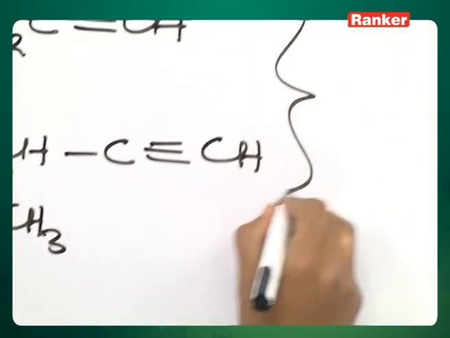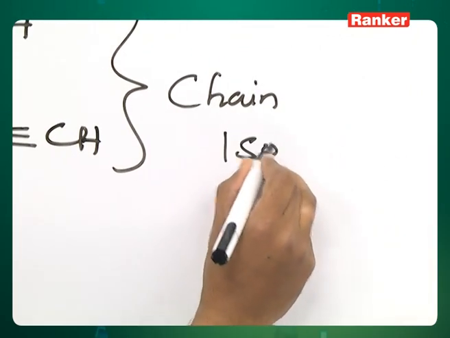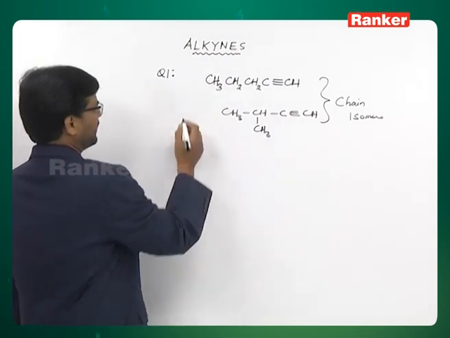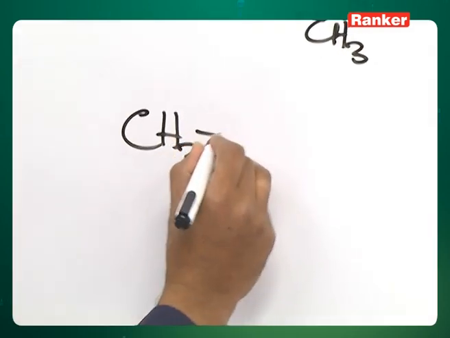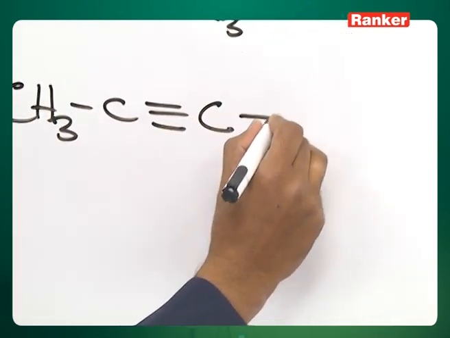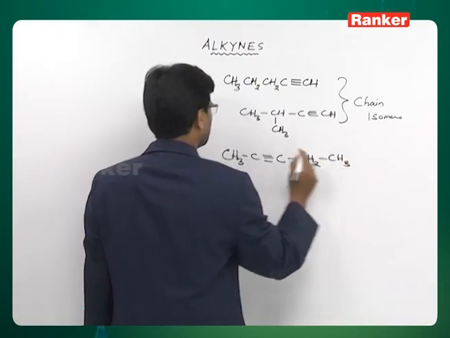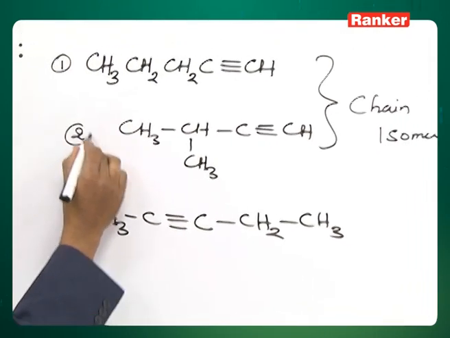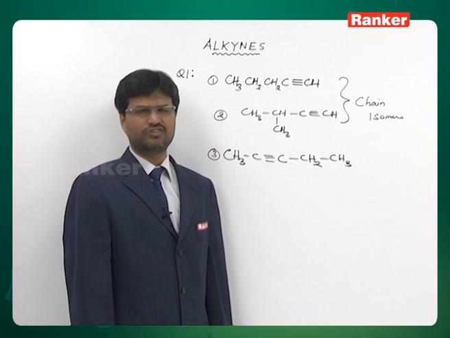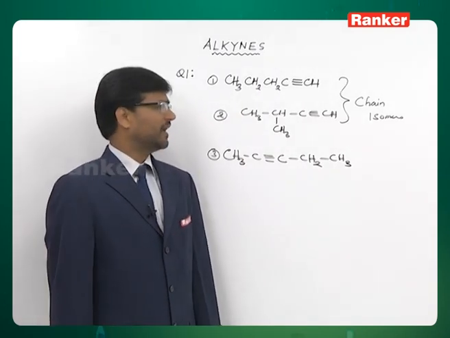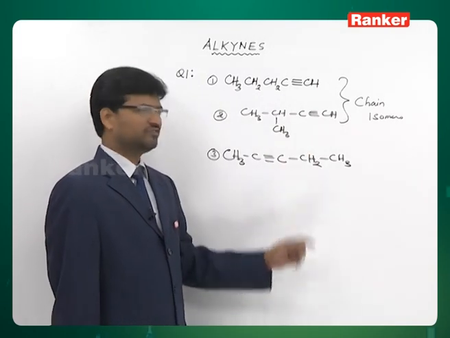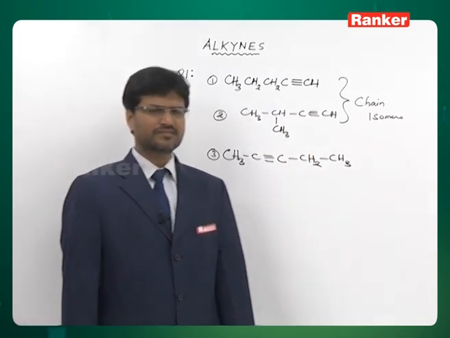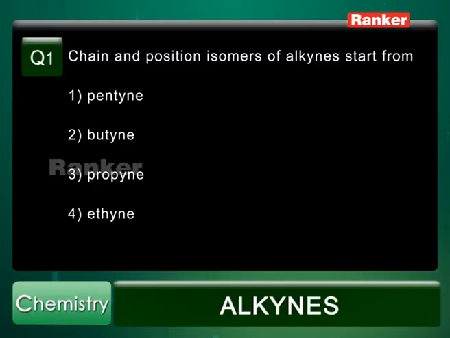So these two are a pair of chain isomers, whereas its position isomer can be written like this. While this is 1 pentyne, this is 2 pentyne, these two are related. See, I'll number them as 1, 2, 3. 1 and 2 are related to each other as chain isomers, and 1 and 3 are related to each other as position isomers. Even 2 and 3 are chain isomers. So you should have minimum 5 carbons. So the correct answer is first option, that is pentyne. From pentyne onwards, it is possible to have both chain isomerism as well as position isomerism in alkynes.